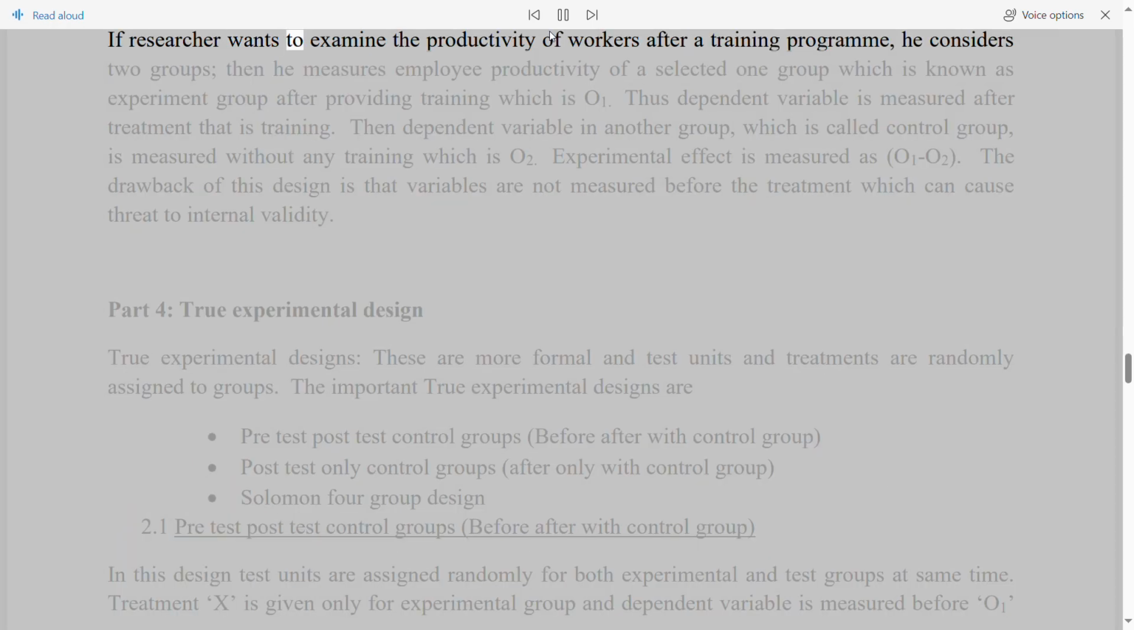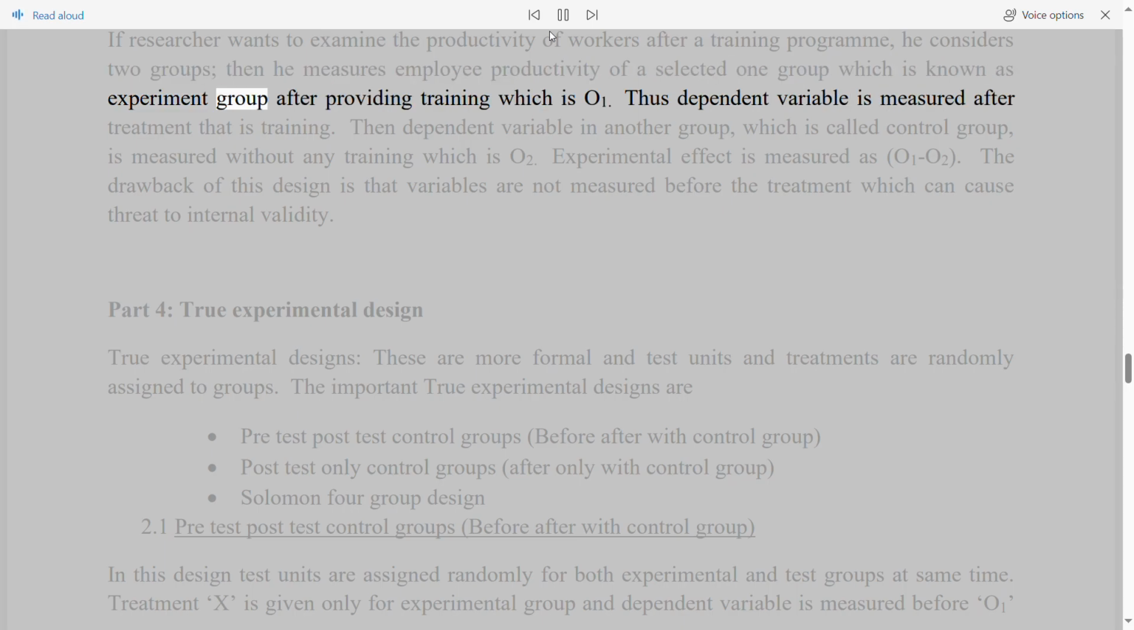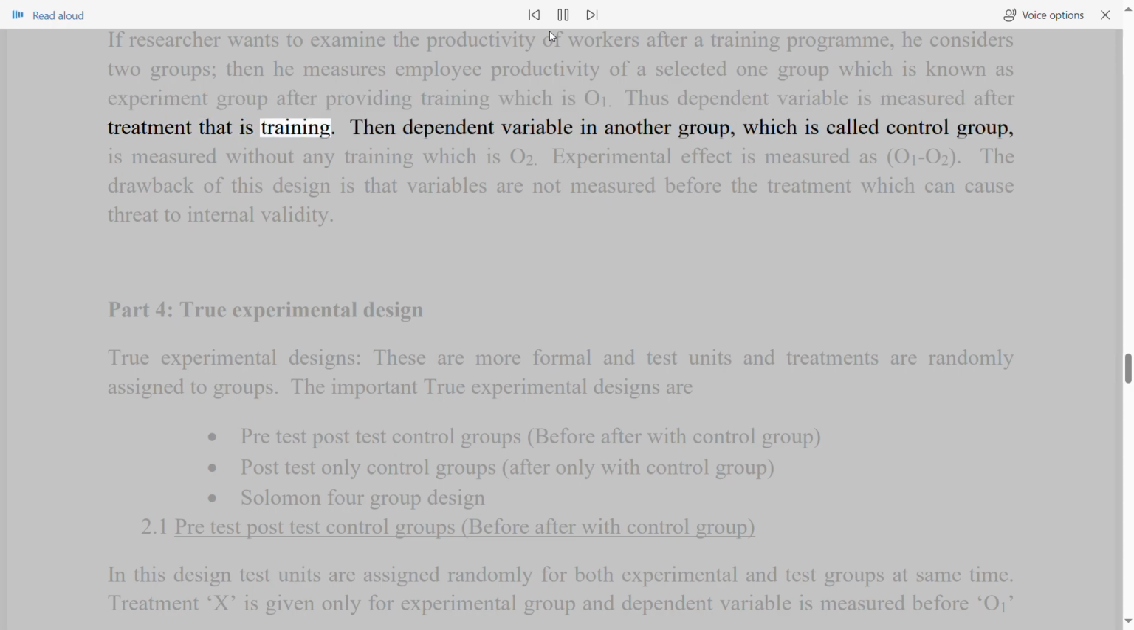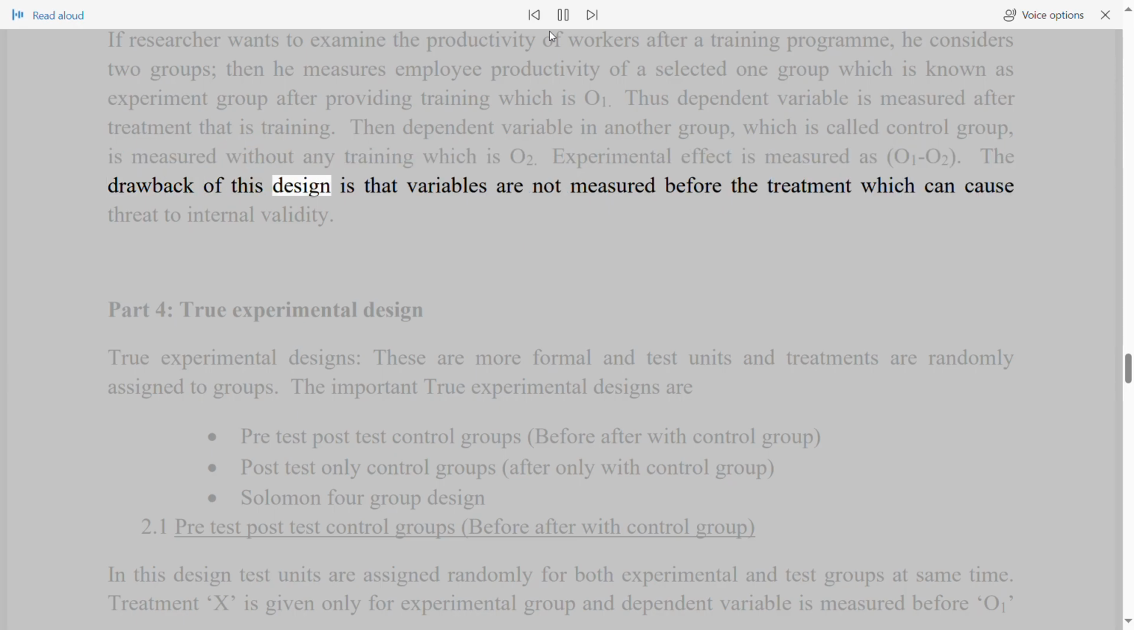If a researcher wants to examine the productivity of workers after a training program, he considers two groups. He measures employee productivity of one selected group, known as the experimental group, after providing training, which is O1. Thus, the dependent variable is measured after treatment, that is training. Then the dependent variable in another group, called the control group, is measured without any training, which is O2. The experimental effect is measured as O1 minus O2. The drawback of this design is that variables are not measured before the treatment, which can cause a threat to internal validity.